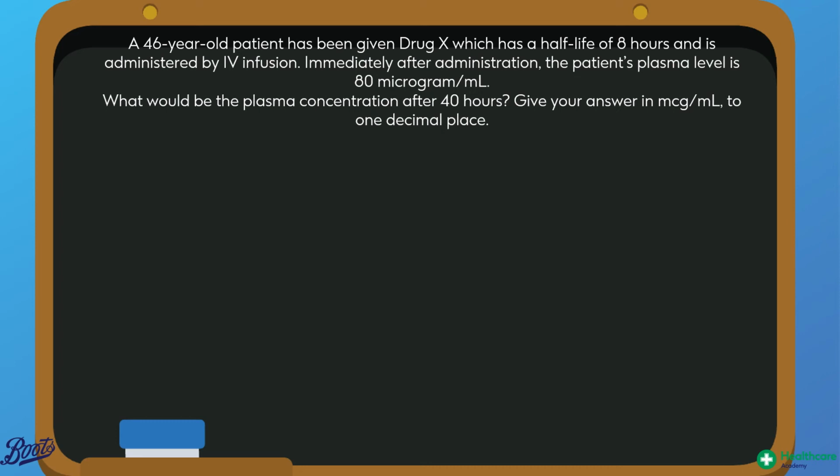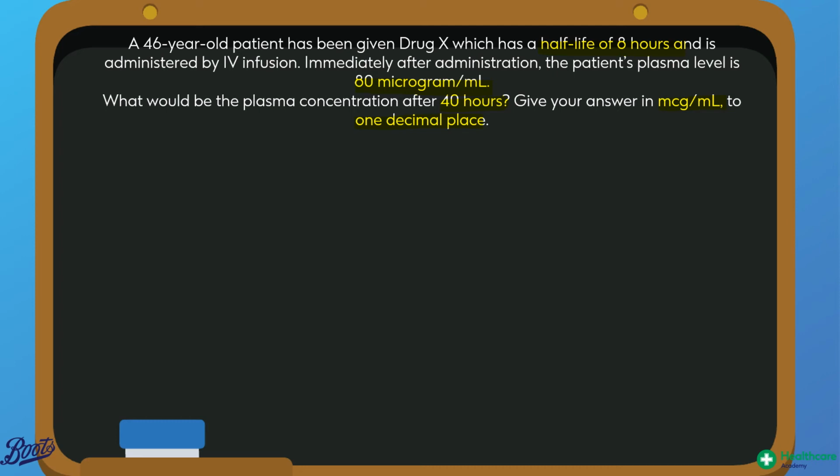For this particular question, we are going to highlight the half-life of 8 hours. We are also going to highlight the patient's initial plasma level of 80 micrograms per milliliter. From the question, we're going to highlight 40 hours. Our answer needs to be in micrograms per milliliter, and it needs to be to 1 decimal place. With half-lives, it works quite simply. Each reading of plasma level will be half of the previous one.